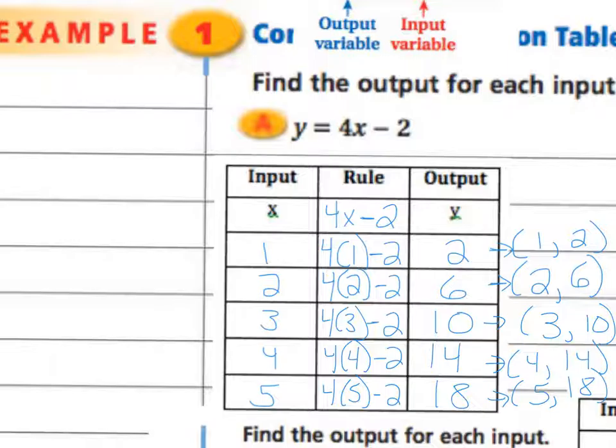Now one thing I want you to look at here is as the x values go up by 1, the y values are going up by 4. See that? 2 plus 4 is 6, 6 plus 4 is 10, 10 plus 4 is 14, and 14 plus 4 is 18. So I can say that this is increasing by 4.